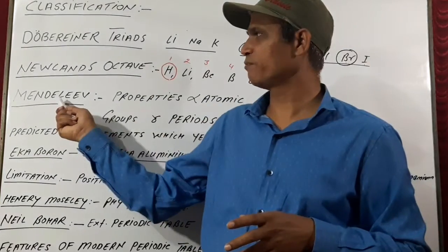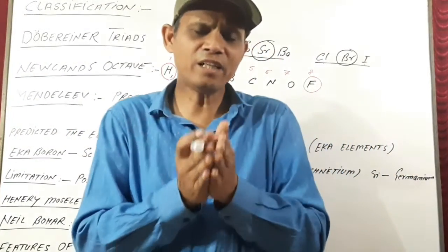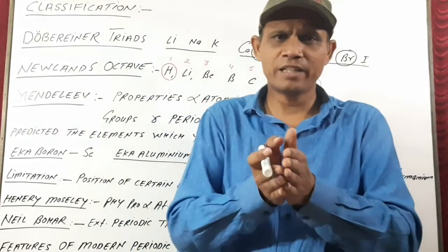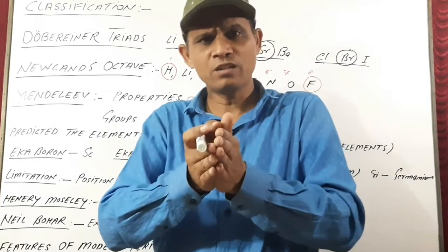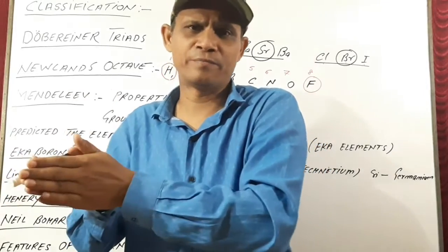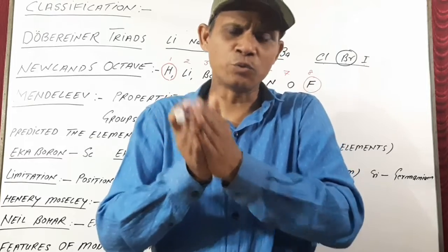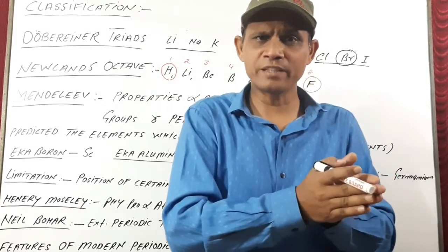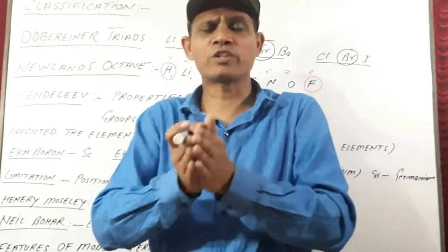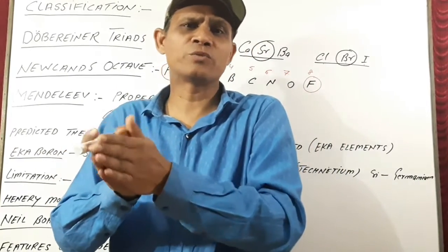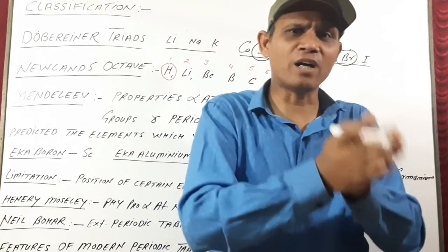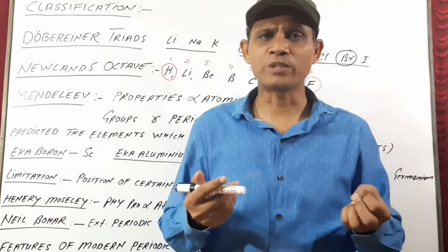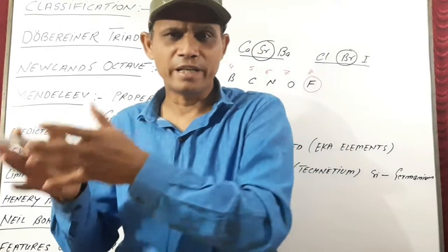Now the next scientist was Mendeleev. What he did, he observed that the physical and chemical properties depend upon the atomic masses of the elements, and he gave a rule according to which the physical and chemical properties of the elements are a periodic function of atomic mass, or you can say they vary with the atomic mass, or you can say the physical and chemical properties of the elements depend upon the atomic mass of an element.